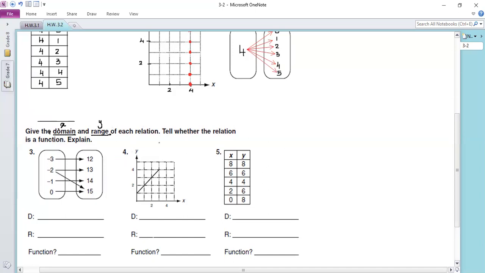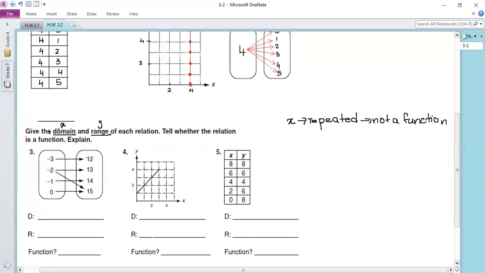Tell whether the relation is a function. Now, how do you know it's a function or not? If the value of x is repeated, it is not a function. Just remember this. If the value of x is repeated or the value of the domain is repeated, it will not be a function. That's all. If you remember this, it becomes easy to identify whether it is a function or not.